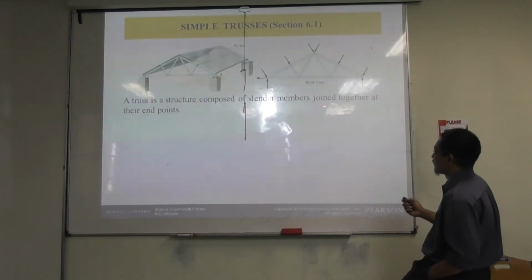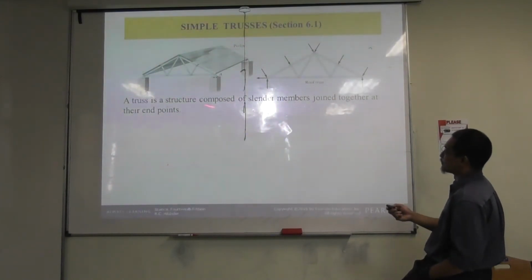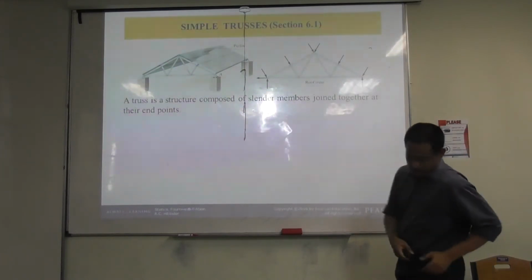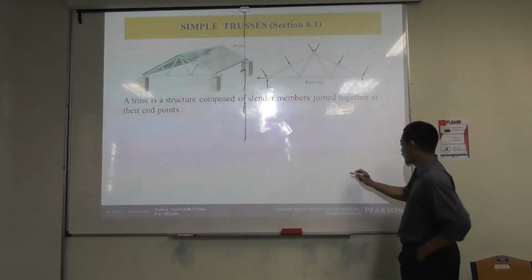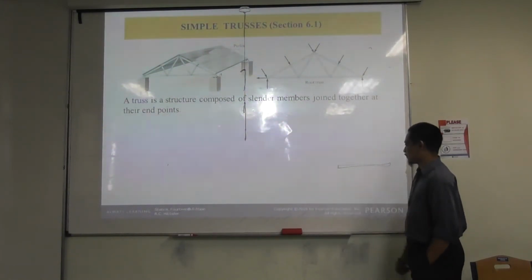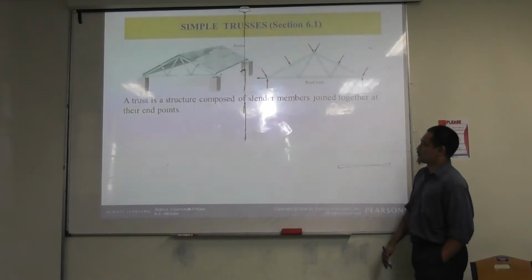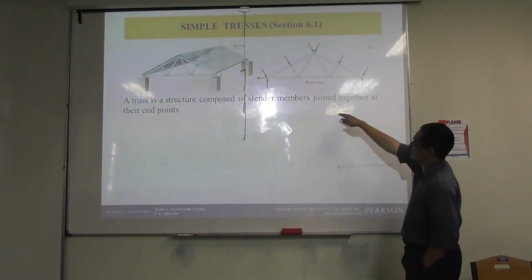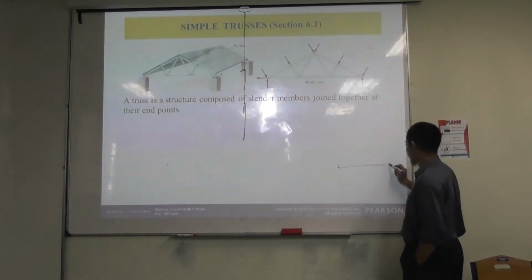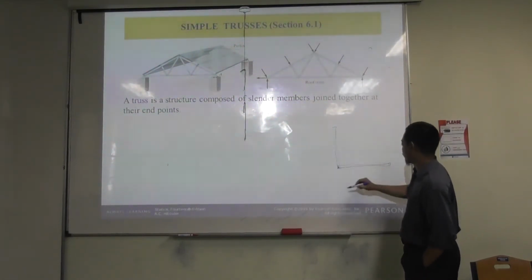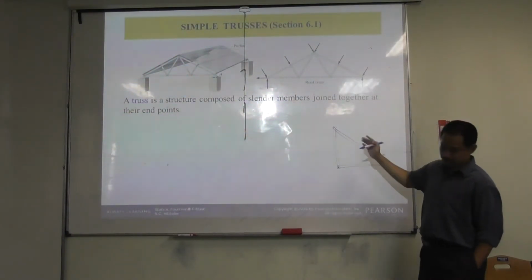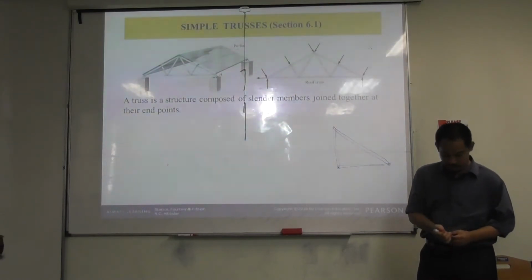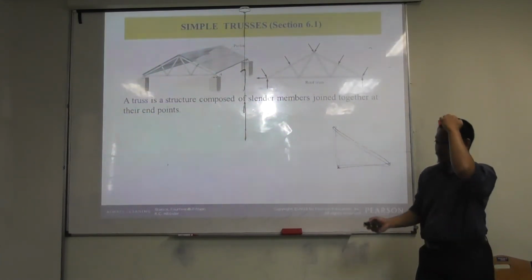A truss is a structure composed of slender members joined together at their end points. So this is an example of the truss. So slender member, you understand what slender means? So this is one member, for example. So the whole structure is a combination of these members that are joined at their end points. So this is an end point, so it is joined with another slender member, etc. You can build on. So basically, when you have a combination of things like this, it is basically a truss, right?